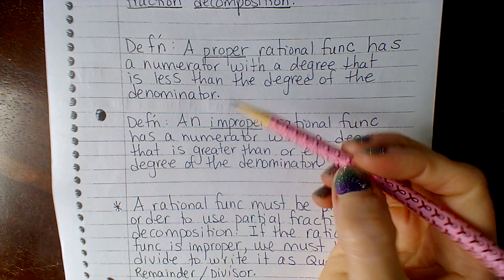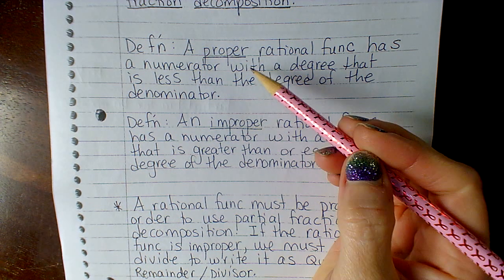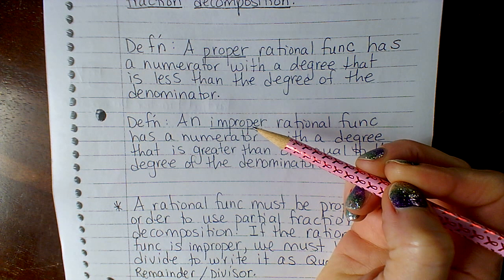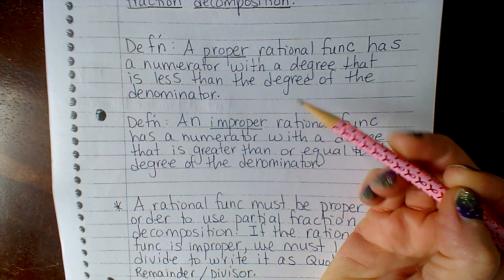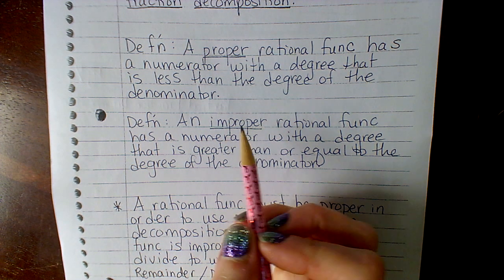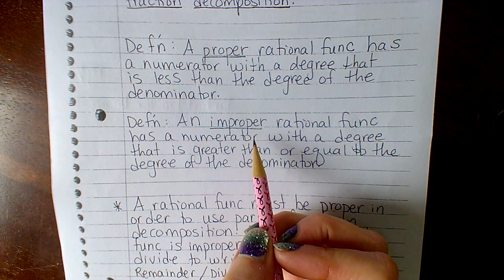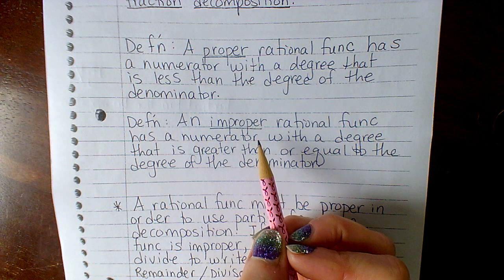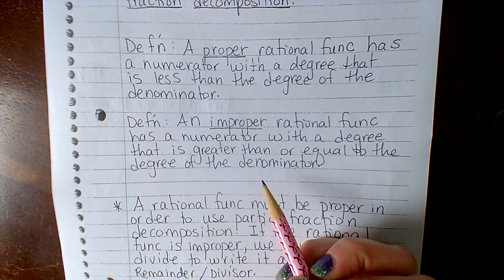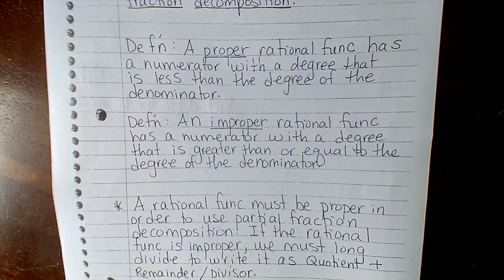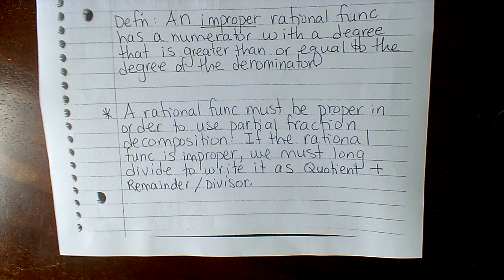Now, you might remember these terms from a proper fraction and an improper fraction. An improper fraction would be like 7 over 4, right? The absolute value of that numerator being bigger than the denominator. We do have ways of handling a rational function if it does happen to be improper. We're just going to have to use polynomial long division in order to rewrite it as a quotient plus the remainder over the divisor, and that remainder over divisor should be a proper rational function. But basically, we need it to be proper in order to use partial fraction decomposition.